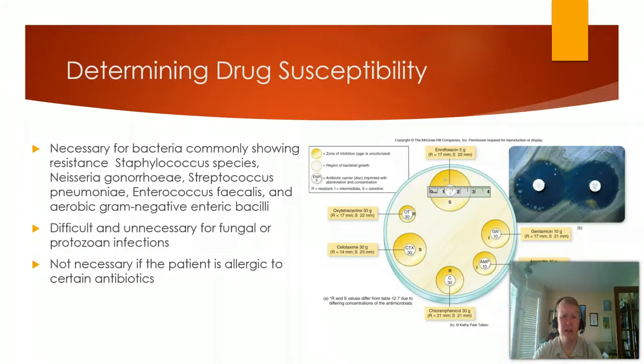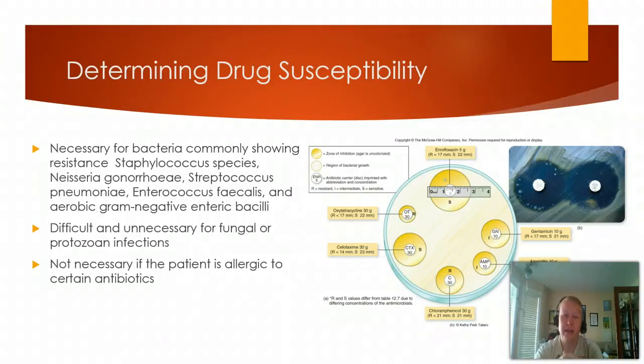So once you've got your bug, it's time to figure out how susceptible it is to different types of drugs. We use a couple of different assays for that, and this really only works on bacterial infections, not fungal or protozoan, so it's important to be aware of that. And if a patient is allergic to something, then you don't necessarily need to do this. If you know that erythromycin is probably going to be your best bet and they're allergic to it, then you know you need to go to the second best choice. So this is not always done, it just depends.